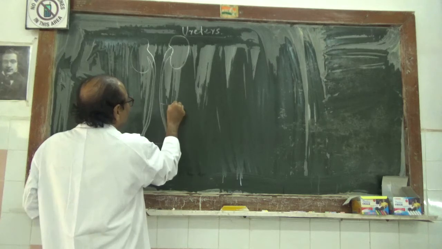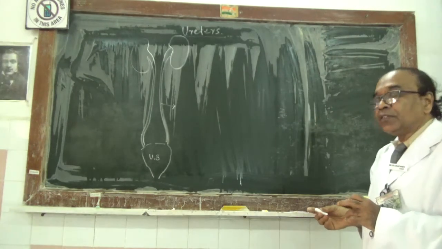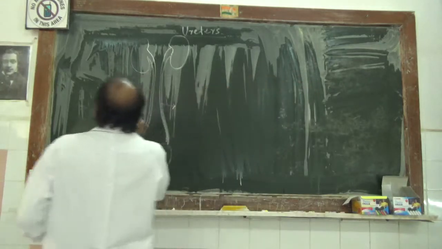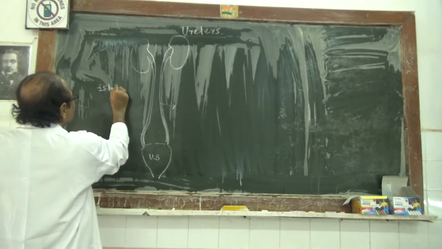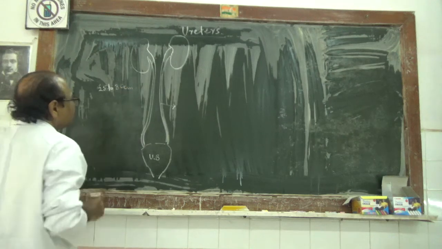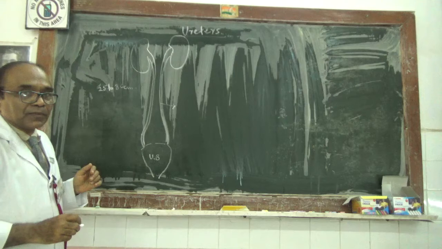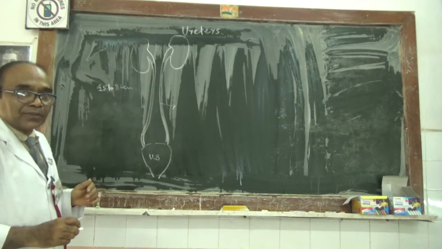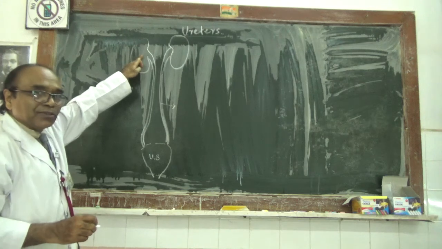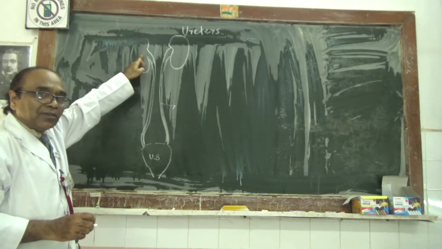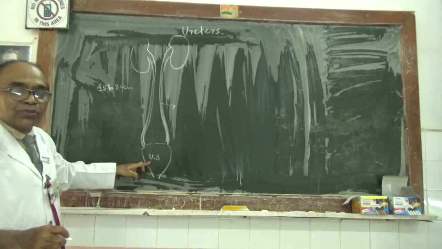So these ureters are having a length of 25 to 30 centimeter, and these ureters convey the urine which is formed in the kidneys by the nephron to the urinary bladder to store.